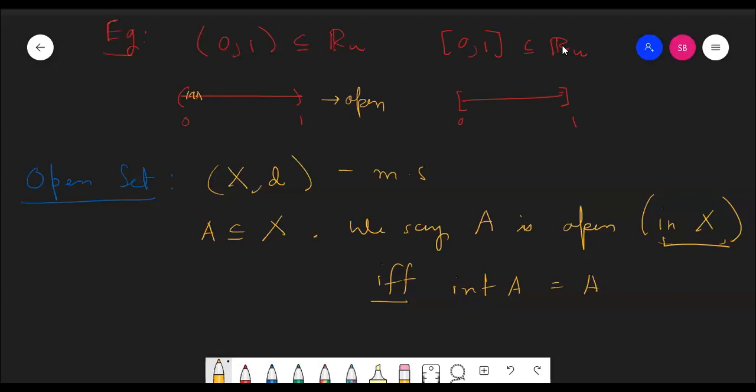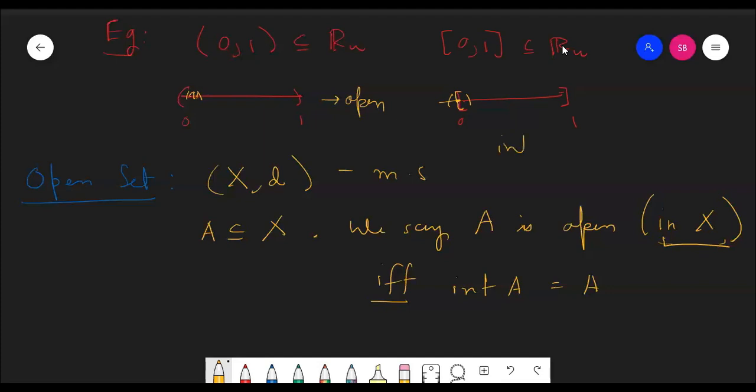So now we get the point 0. So what about the point 0? 0 is in the set, the closed interval [0, 1]. But is 0 an interior point of this set? No, right? Because any neighborhood around 0 will contain some outside points. So none of the neighborhoods around 0 will be completely contained inside the closed interval [0, 1]. Thus, we can conclude that 0 is not an interior point of [0, 1].